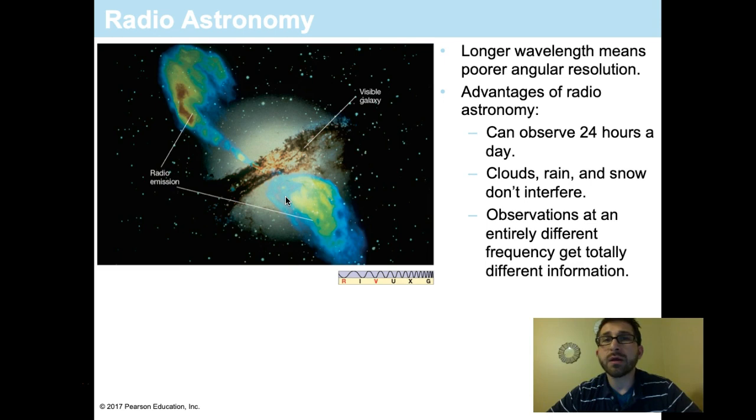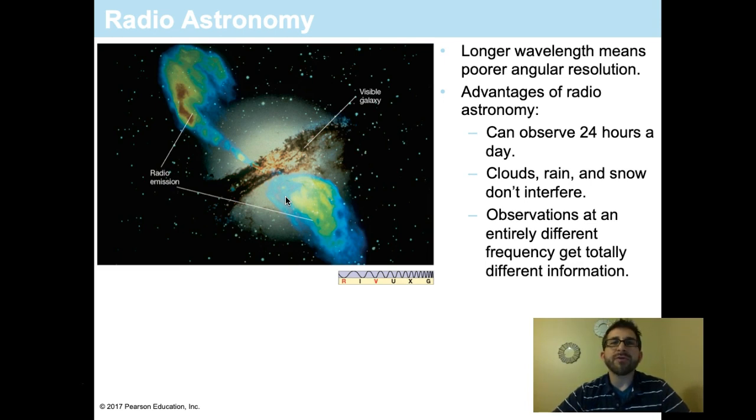Snow, rain, clouds, they don't interfere either, so you're constantly taking data, and as a result, radio astronomy in practice is a pretty good way to do astronomy. However, keep in mind there are places where radio waves are hard to deal with, because we have civilizations that use radios for various different things like cell phone towers.